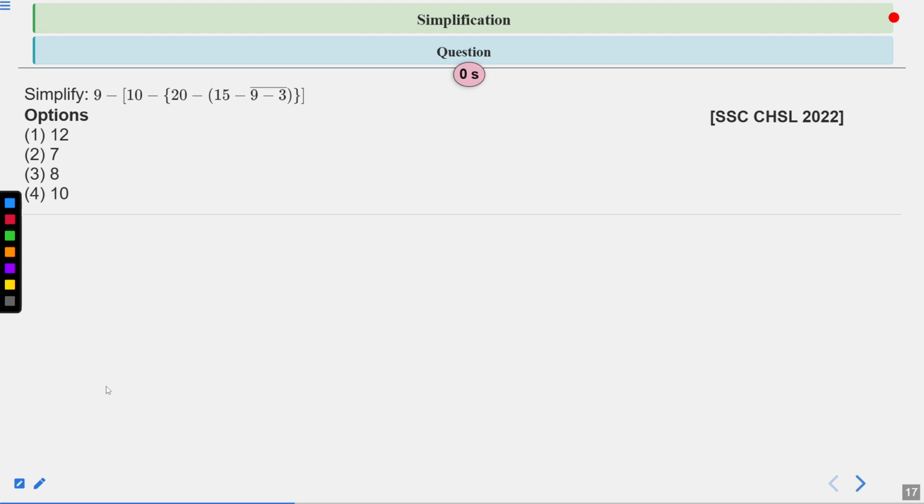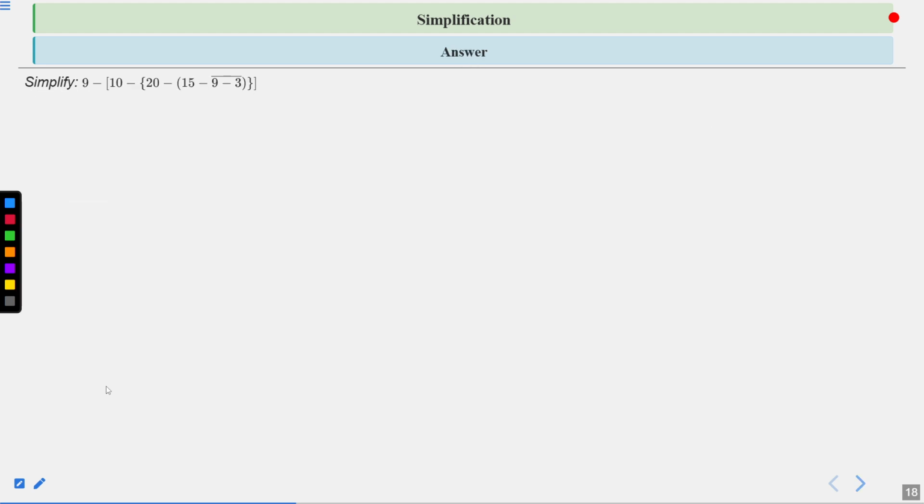Now time's up. Let's see the solution of this question. We know that by the BODMAS rule, first we open the line bar, then we solve the small bracket, then the medium bracket, and then the large bracket. So we just open the line bracket, then simplify it and we get our answer. The correct answer of this question is the fourth one, which is 10.